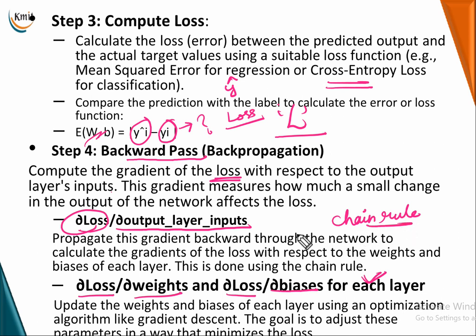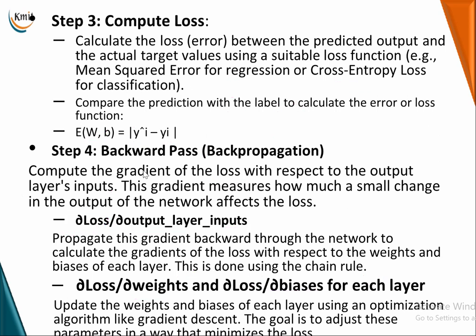You try to find this ∂L/∂(output layer input), which helps you propagate this gradient backward throughout the network. You will calculate the gradient of the loss with respect to the weights and biases of every layer. So this is what you are going to do basically. Let's see and understand this more clearly.